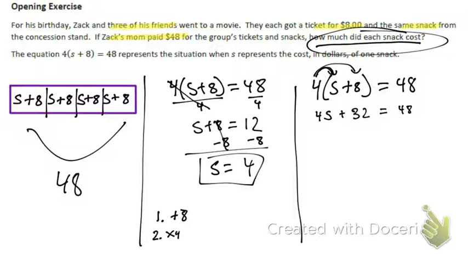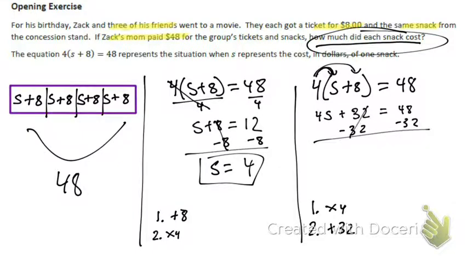Okay, so again, we're going to get s by itself. Do I get rid of the 32 first or the 4 first? Again, let's list out what's happening to s. Here, s is first being multiplied by 4, right? And then it's being added by 32. So remember, we work backwards. We get rid of the plus 32 first. Subtract 32 from both sides.